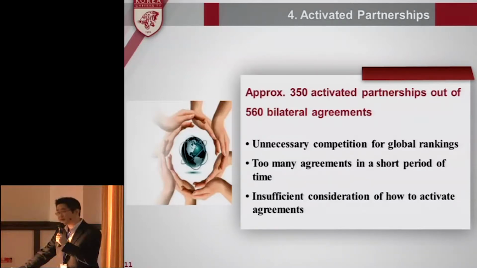As university rankings become a major issue in Korea, and I guess it's becoming an issue all around the world, we're focusing only on the categories that can be reflected in the university rankings, namely the number of outbound students and inbound students. So we made a lot of agreements in a short period of time without giving enough consideration to how to activate them. There come a lot of MOUs every day, but we don't really think about how to activate them. So if a student doesn't want to go, we just leave it like that.